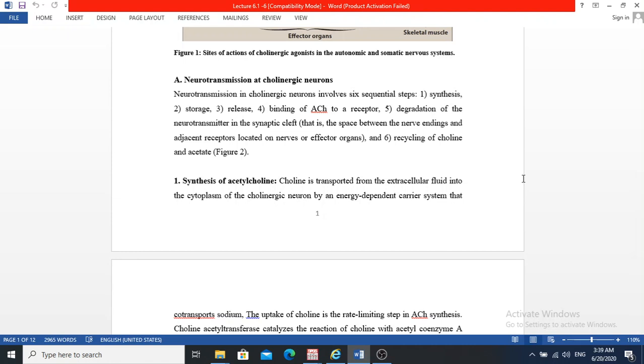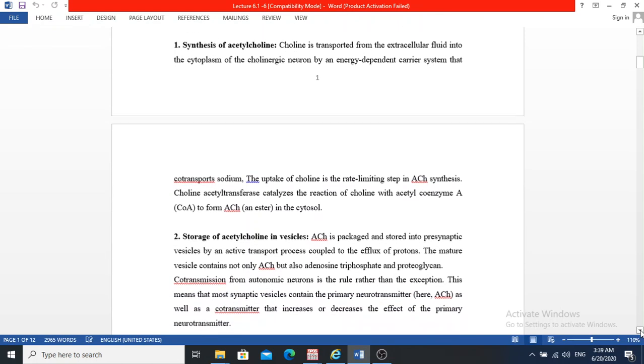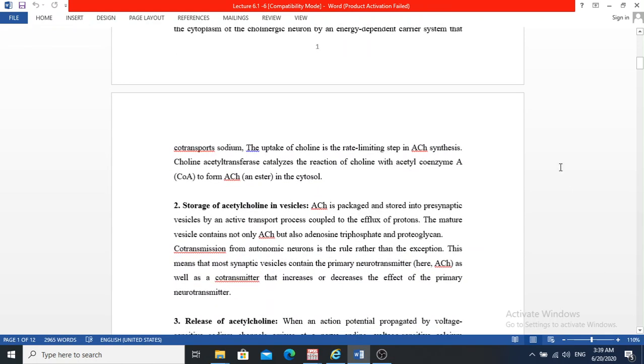Choline is transported from the extracellular fluid into the cytoplasm of the cholinergic neurons by an energy-dependent carrier system that co-transports sodium. The uptake of choline is the rate-limiting step in acetylcholine synthesis.